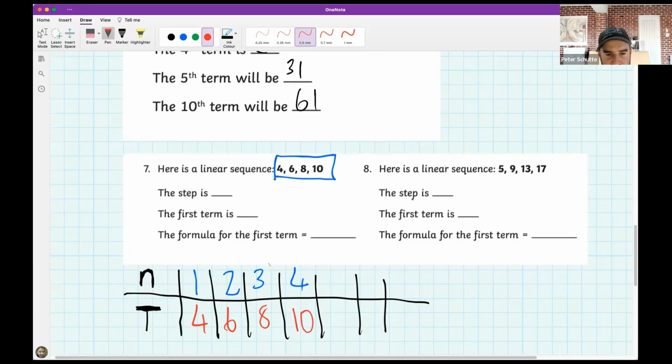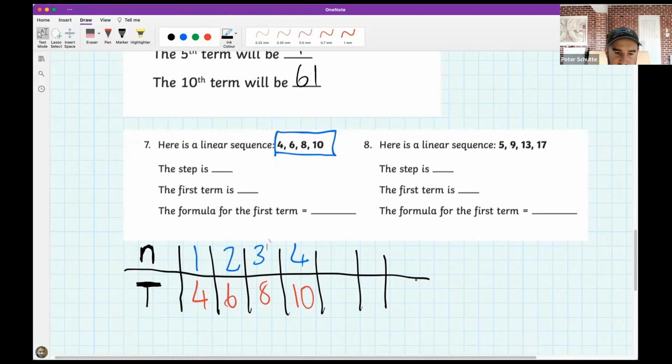So give me a thumbs up if that idea makes a little bit of sense to you, that you know what I'm talking about. There's N, which is the position number, and T, which is the term value. Give me a thumbs up if it makes sense. Give me a thumbs down if you've never heard that before. Okay. So ultimately, what we need to do, sometimes in class, instead of calling this T, they sometimes call it TN.